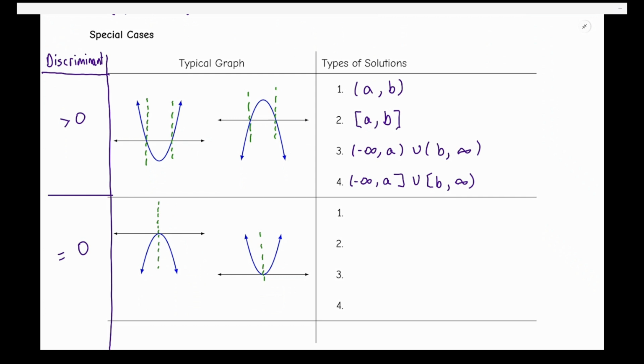Now in this case, you can get some weird looking answers. For example, you can get a single solution, so x equals a. That's not an interval of numbers, it's one number. So in interval notation, you would do brace a brace. Or you can get all real numbers, and remember, all real numbers is negative infinity to infinity. It's also possible to get no solution here. And last, you can also get negative infinity to a union a to infinity.